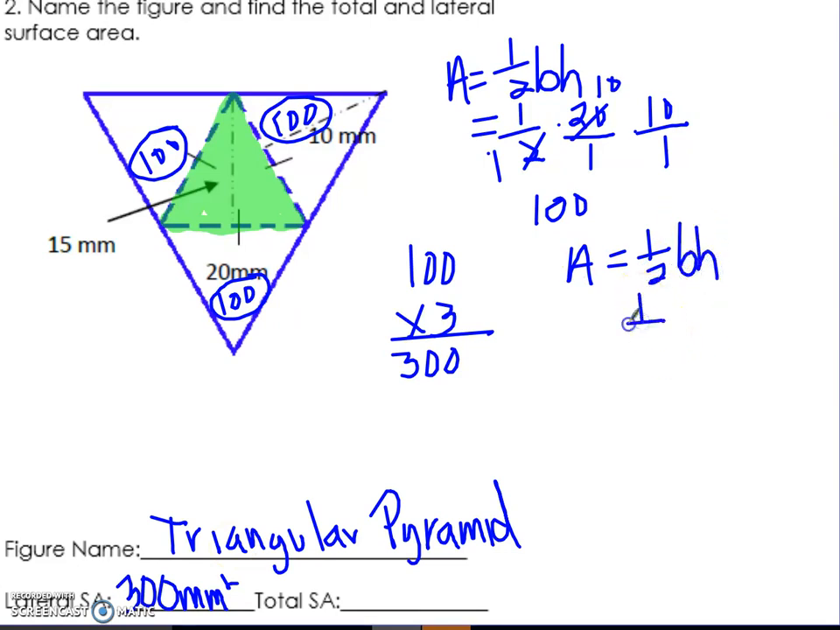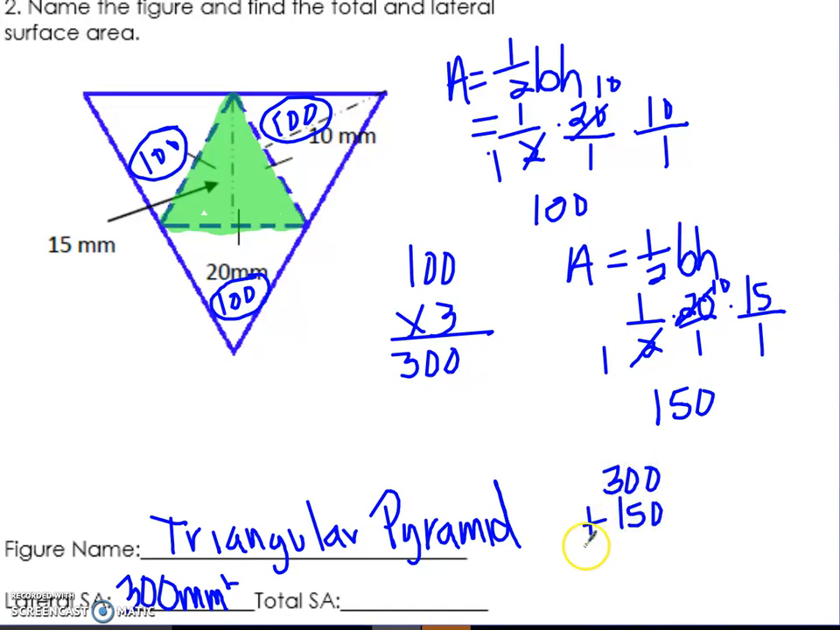Okay, now to do the base, we have area equals 1/2 base times height. So the base is 20, the height is 15. 2 divided by 2 is 1. 20 divided by 2 is 10. 10 times 15 is 150. To do the total surface area, we're going to do 300 plus 150, which is going to get me 450 millimeters squared.